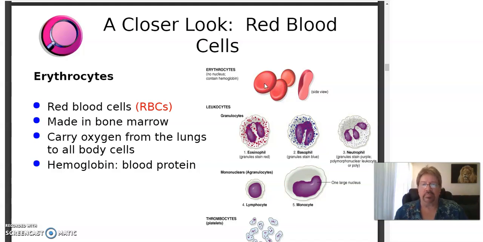Now, of the white blood cells, there's 5 different kinds. You might as well learn them right now. They are eosinophils, basophils, and neutrophils, which are called the granulocytes. Why? If you look at them under the microscope, they got little granular things. And then lymphocytes and monocytes. Those are the 5. And then there's thrombocytes or platelets. Either word is acceptable. Platelets easier to say.